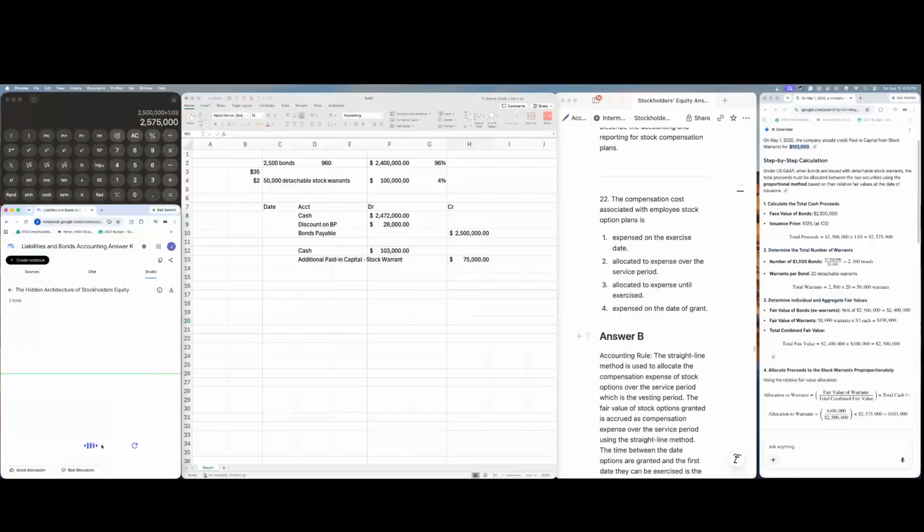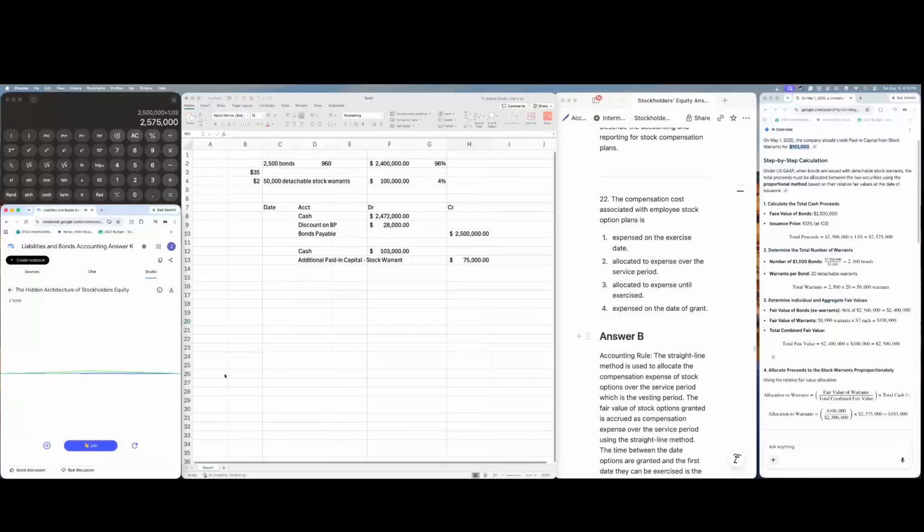So the compensation costs associated with employee stock option plans. What is the compensation cost associated with employee stock option plans? I think you are asking about the compensation cost for stock option plans. It is a great bridge from our discussion on warrants to how we pay employees. So, okay, let's unpack this idea of compensation costs for these plans.